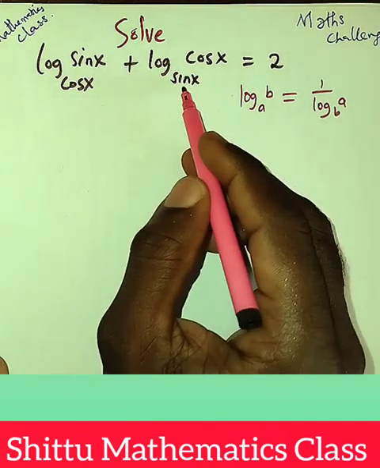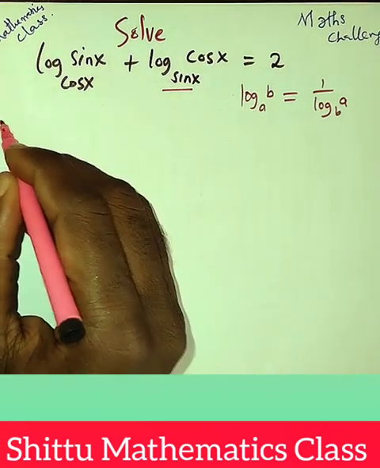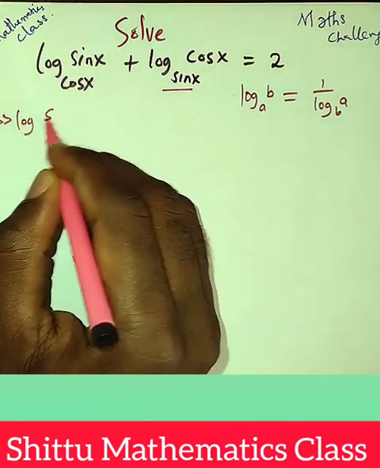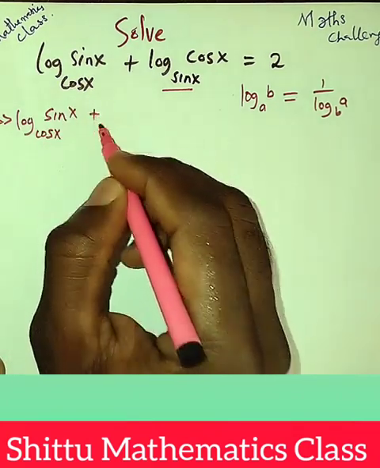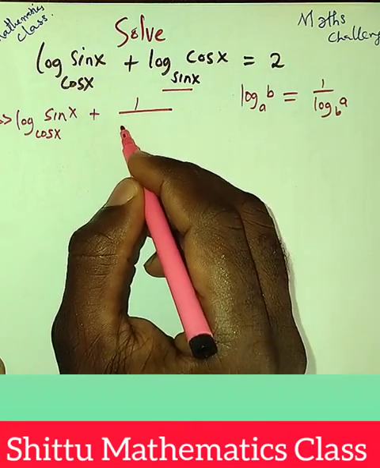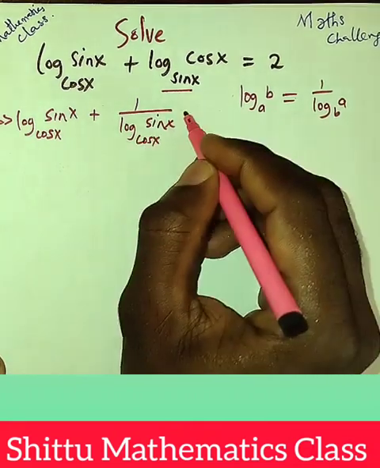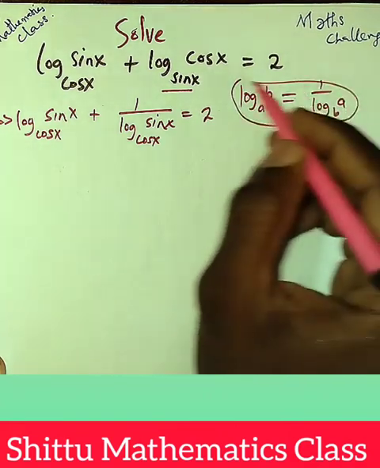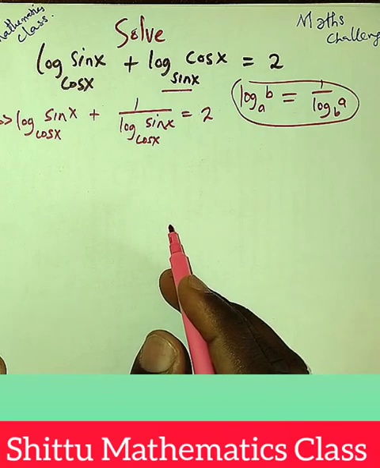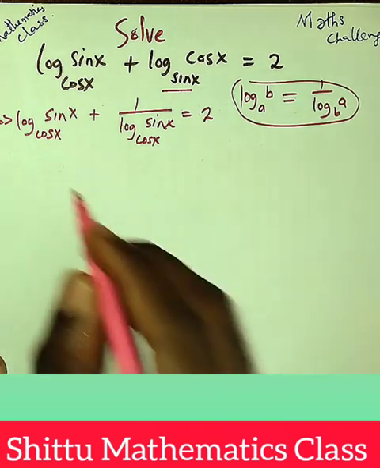Okay, I would like to look at this second term. We are going to have log sine x to base cos x, then plus 1 over log sine x to base cos x, equals 2. Is that understood? So from there, the next thing we are going to do: we can see that we have the bases equal now.